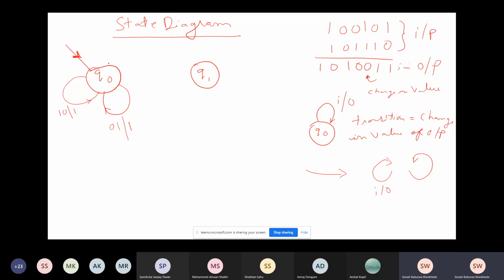So now we can show the transition from Q0 to Q1. And what is my input over here? My input is 1, 1, and my output is 0. Is this much clear, all of you? Yes, ma'am.